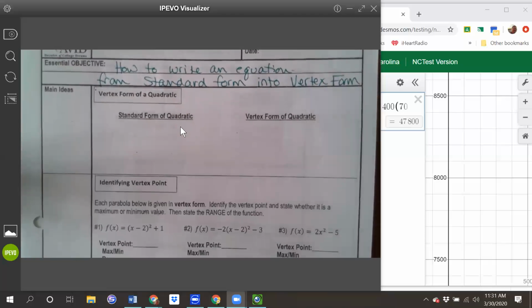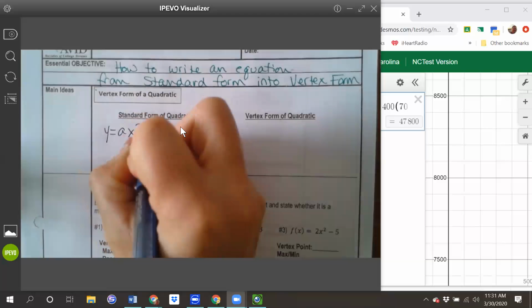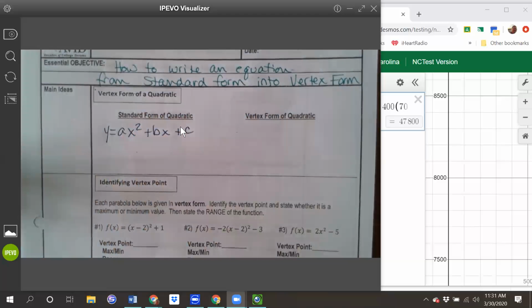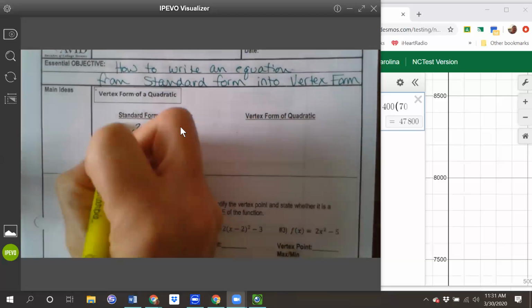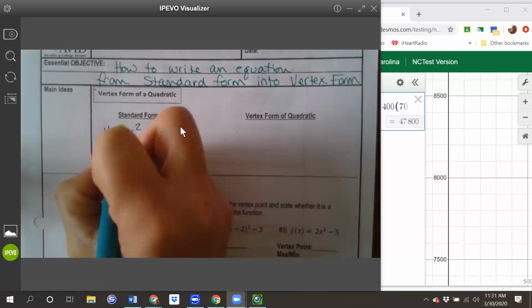So there are different ways to write a quadratic equation, and we would use different ways for different purposes. So let's start off with standard form because that is what we are used to. Standard form is y equals ax squared plus bx plus c. And in this form, a is really important to us. What does a tell us?